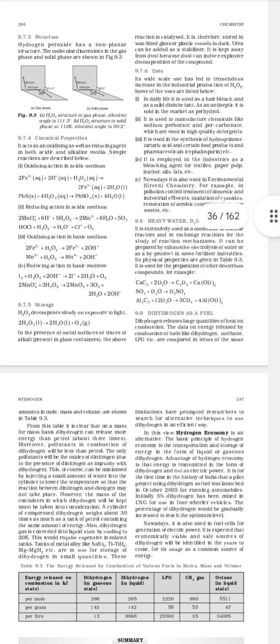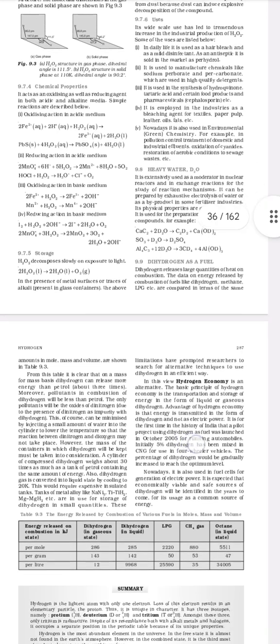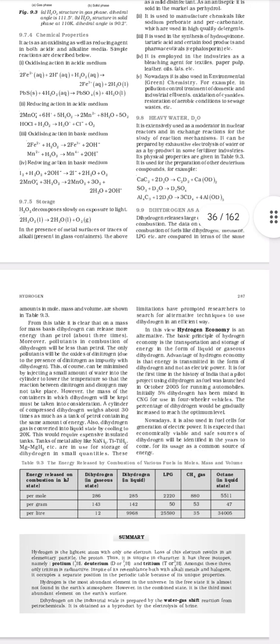Next is dihydrogen as a fuel. Dihydrogen releases large quantities of heat on combustion. The data on energy released by combustion of fuels like dihydrogen, methane, LPG, etc. are compared in terms of same amounts in mole, mass and volume, and are shown in the table. From this table, it is clear that on a mass for mass basis, dihydrogen can release more energy than petrol, about 3 times. Moreover, pollutants in combustion of dihydrogen will be less than petrol.